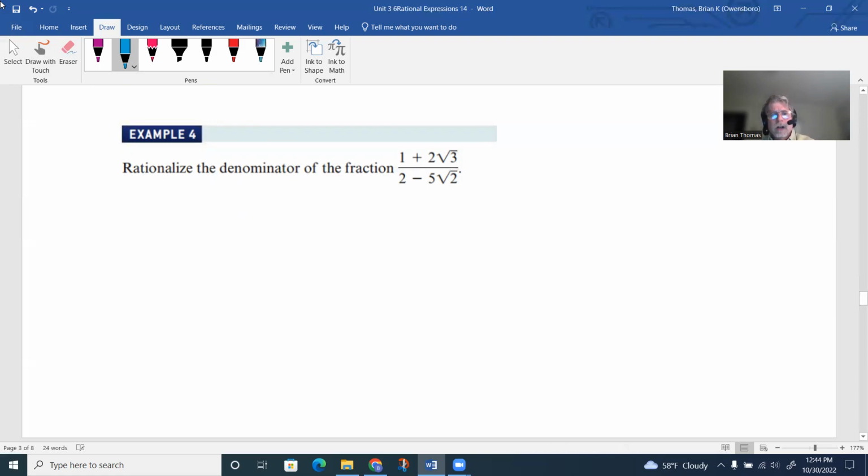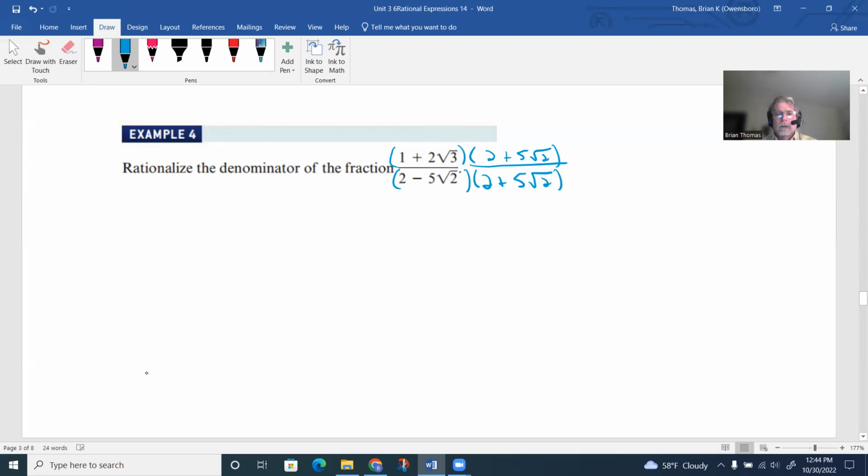So notice how the denominator is this 2 minus 5 square root of 2. We do not want this square root of 2 on the bottom. So to rationalize this, we multiply by what's called the conjugate. So remember, the conjugate of 2 minus 5 square root of 2 is going to be 2 plus 5 square root of 2. Remember, the signs just have to be different. But to keep it equivalent, you have to multiply the numerator by the same thing. So we have to multiply the top by 2 plus 5 square root of 2.